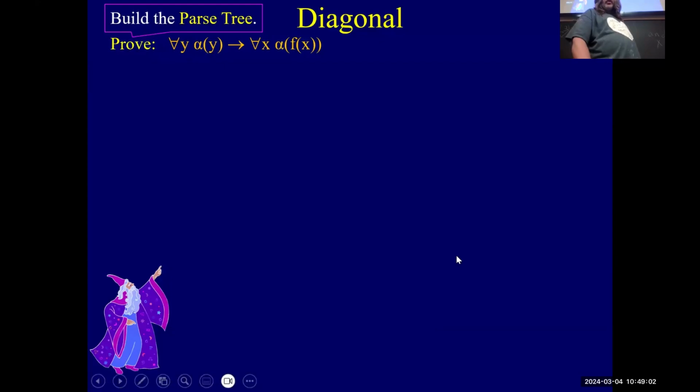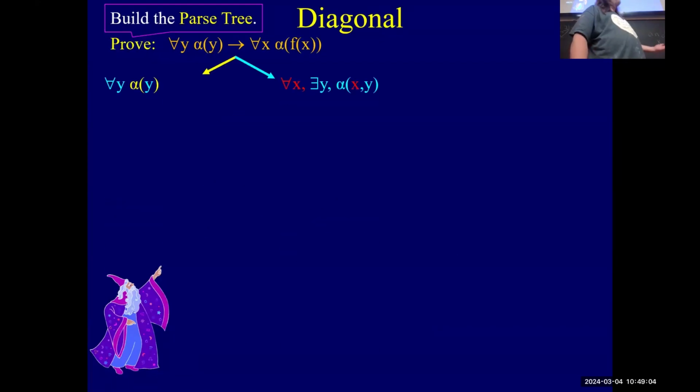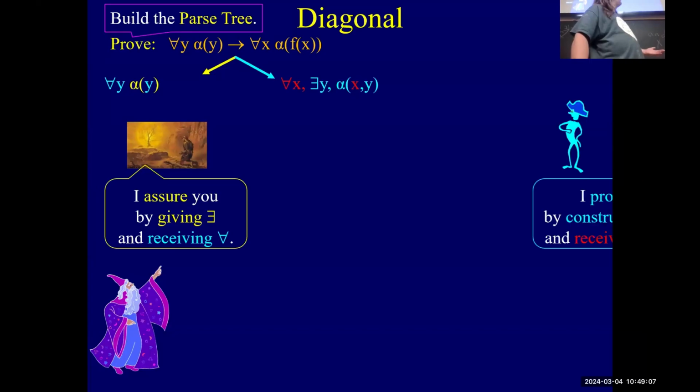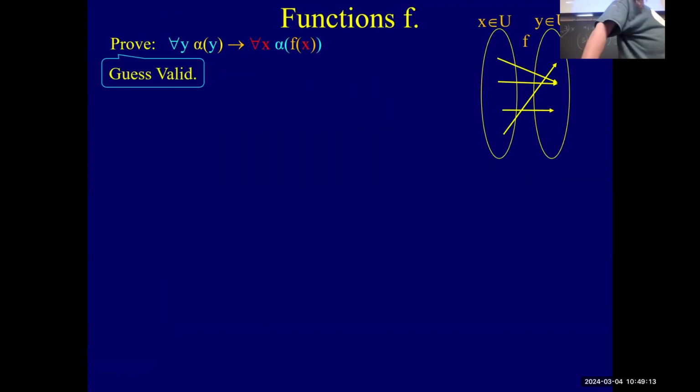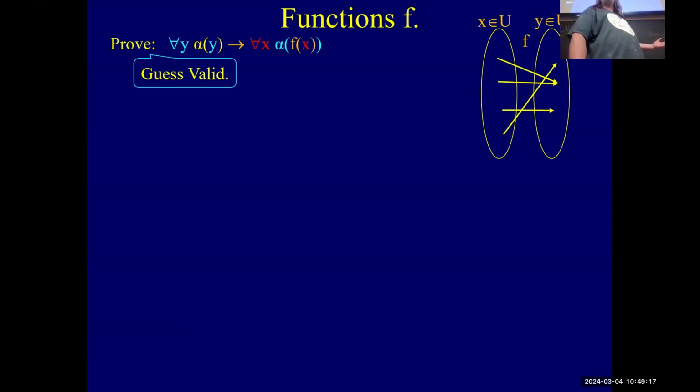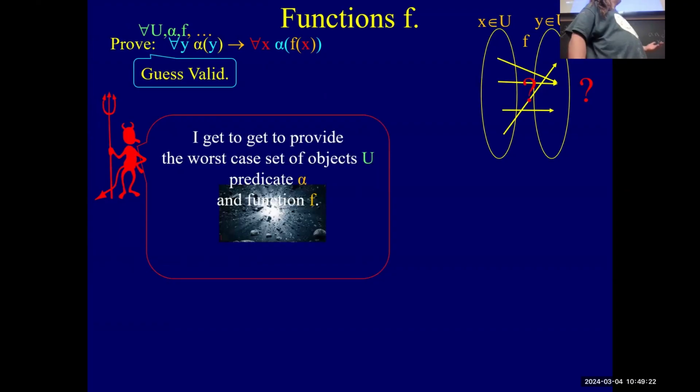All right. So we parse it. Everybody buy this parse tree, right? And the colors. Do you see the colors of the game? Should we go over that again, or are people good with the game? So we're going to guess it's valid.